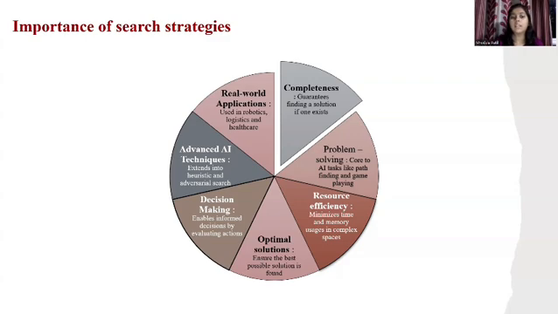Next is decision making. It enables informed decisions by evaluating actions. The last one is advanced AI techniques. It extends into heuristic and adversarial search.